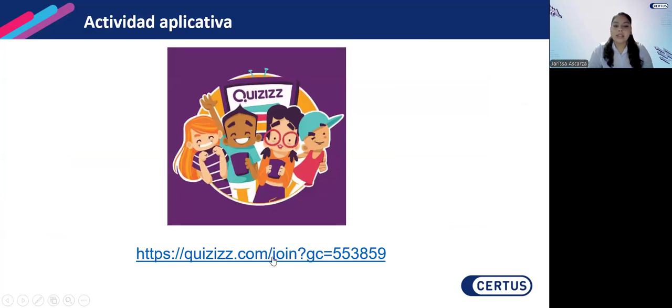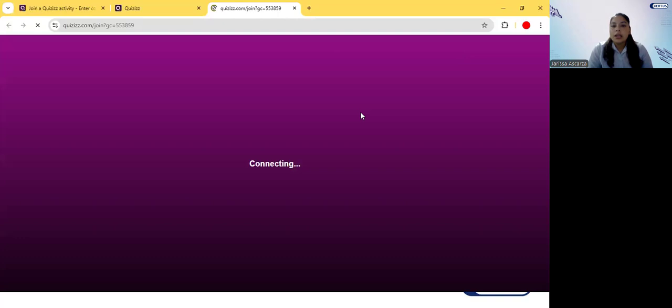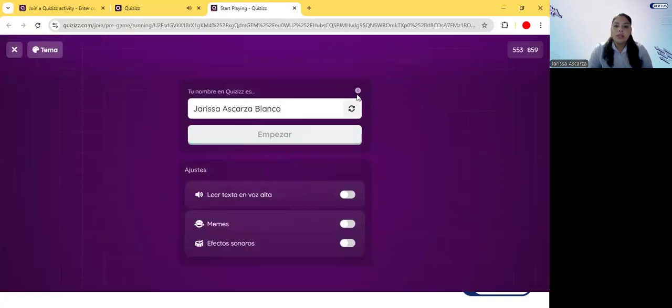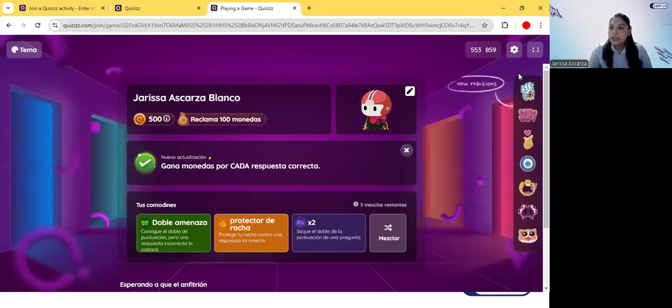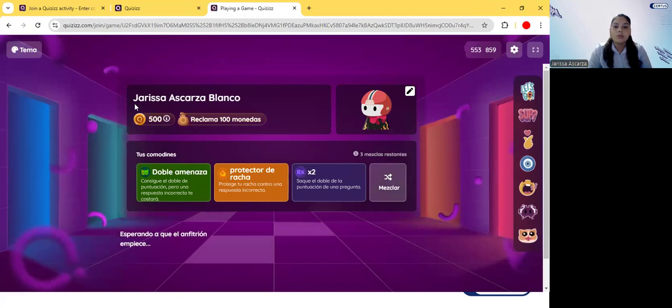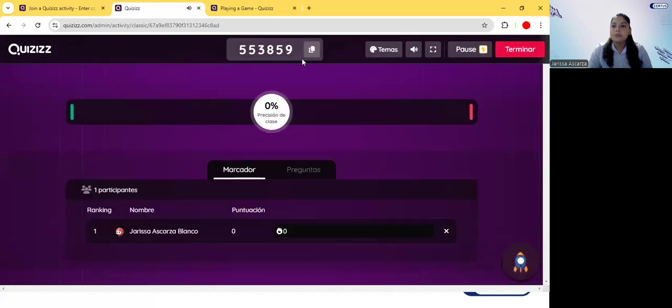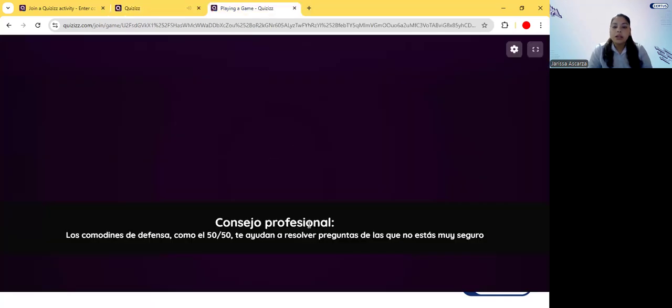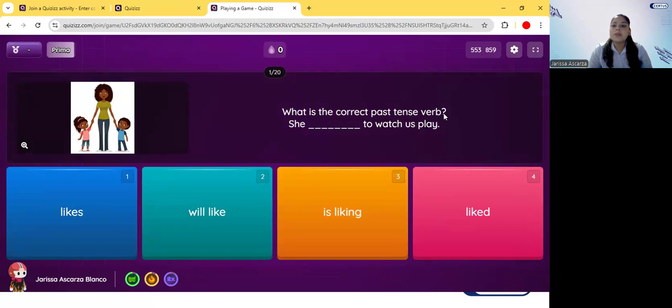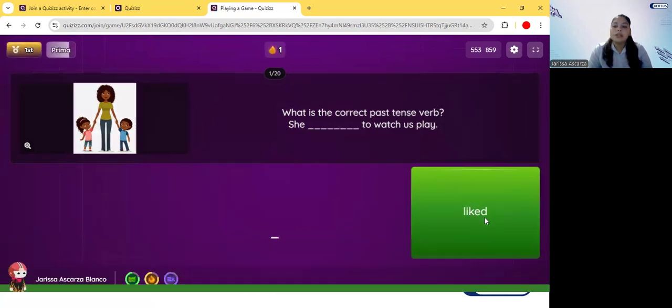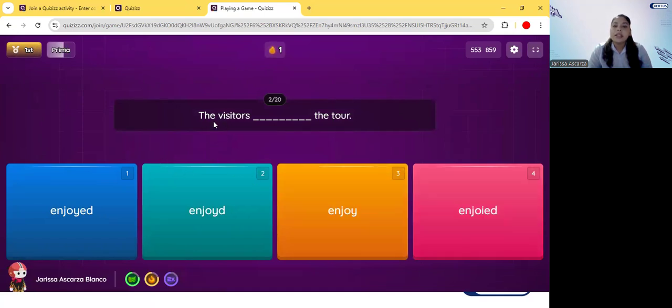Okay, so I have here an activity in quizzes, so we are going to use it. It's just to memorize, okay, with me, and just to remember what we are going to do here. Okay, I am going to start it. Look at here. For example, first one, what is the correct past tense of the verb? She likes, liked, is liking or like it. Number 4, good job. Remember, we are going to add ed, in this case, d. The visitors enjoyed it.